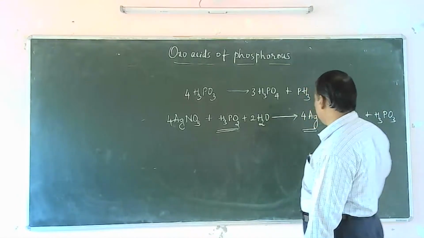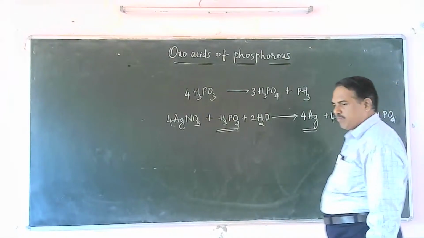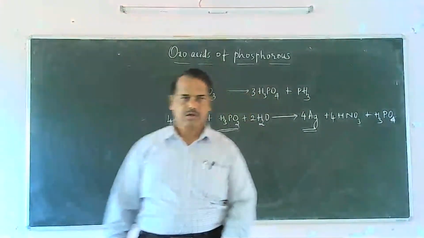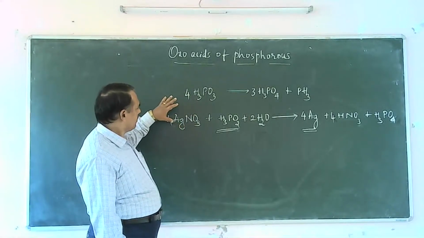H3PO3. See, two oxygen atoms, no, PO4. Two from here, PO4, phosphoric acid. Easily you can balance. See, I will repeat again the balancing.